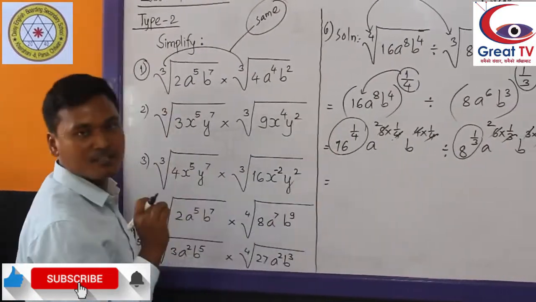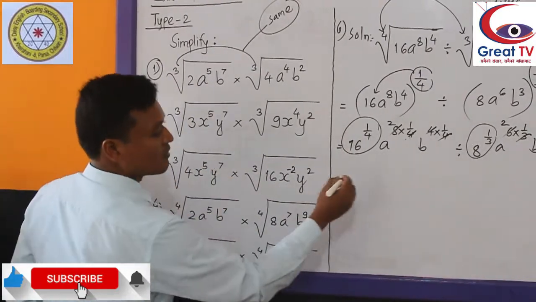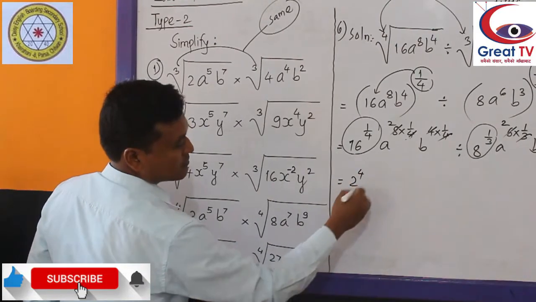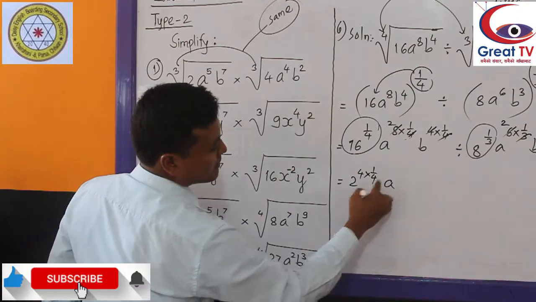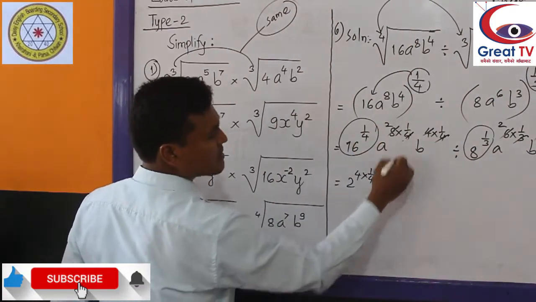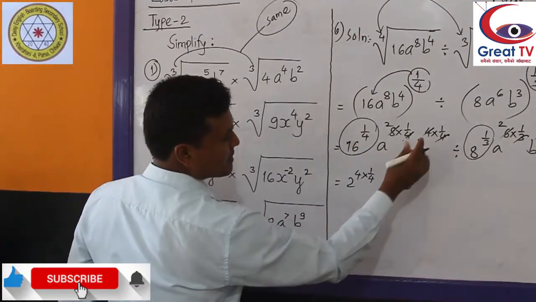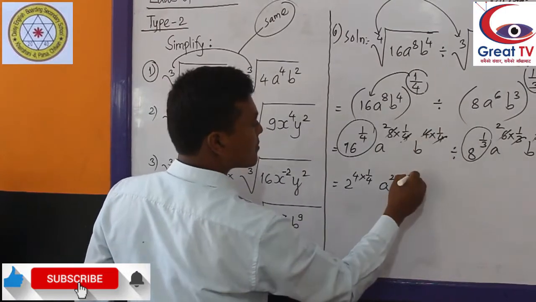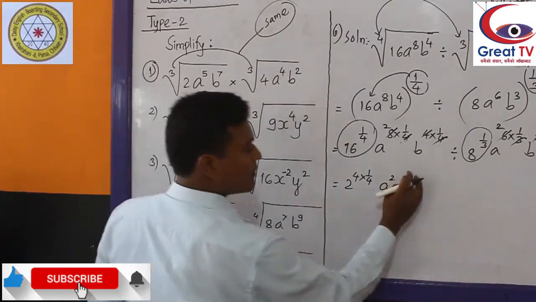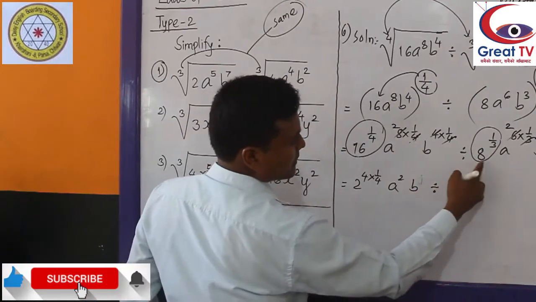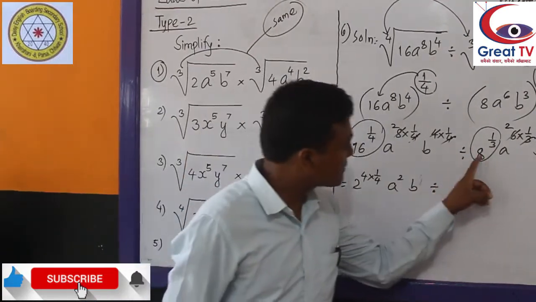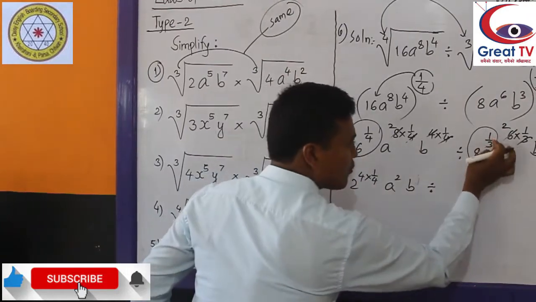So as 16 is, you know very well, 2 to the power 4, 2 to the power 4 times 1 upon 4 over here. Here is a remaining, 2 remaining. 2 ones are 2. B, nothing remaining, 1 ones are 1. If the power is 1, we will have b only. Okay, now while simplifying this, here is the power 1 upon 3.